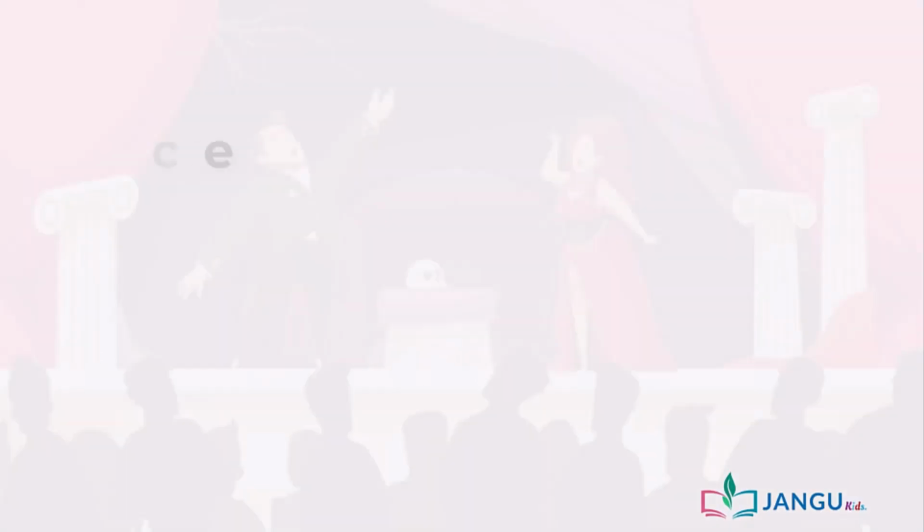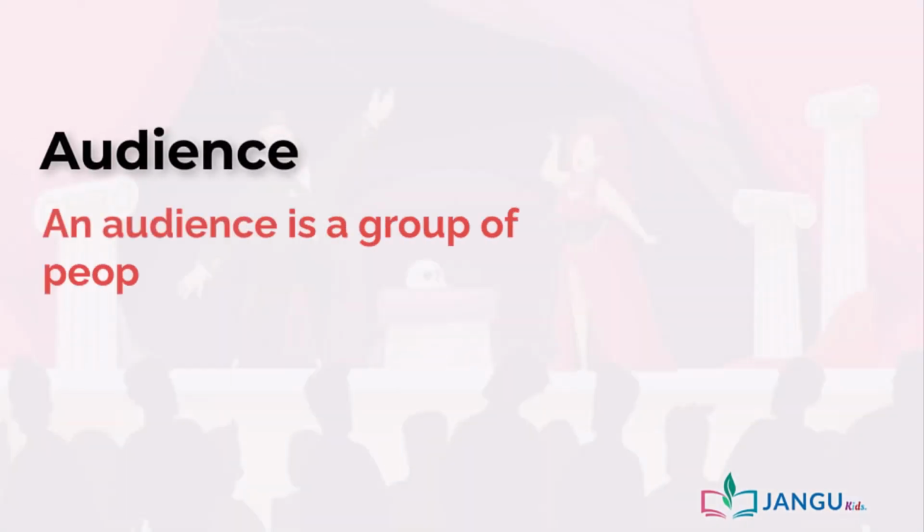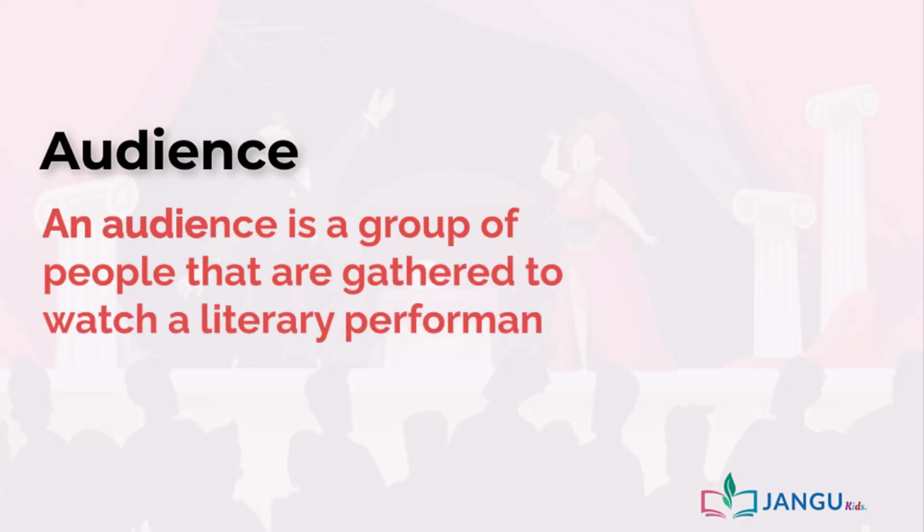2. Audience. An audience is a group of people that are gathered to watch a literary performance. Since oral literature involves performance, the group of people that are watching that performance is called an audience.